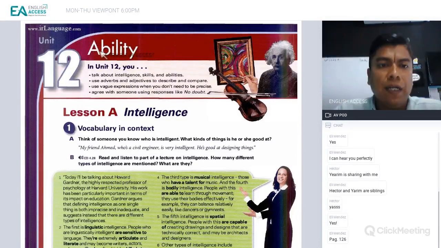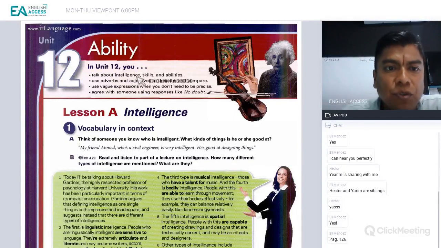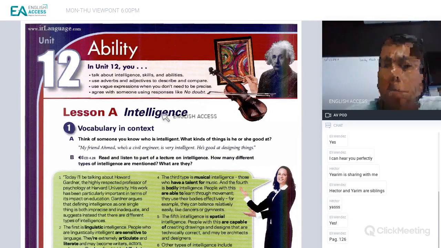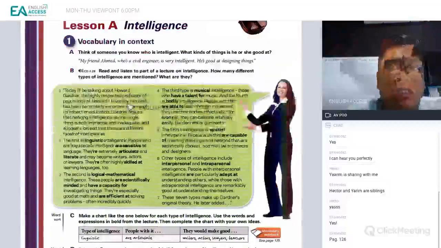Unit 12, ability. In Unit 12, you talk about intelligence, the skills and abilities. Use adverbs and adjectives to describe and compare. Use vague expressions when you don't need to be precise. And agree with someone using responses like no doubt. So we're going to start with intelligence.